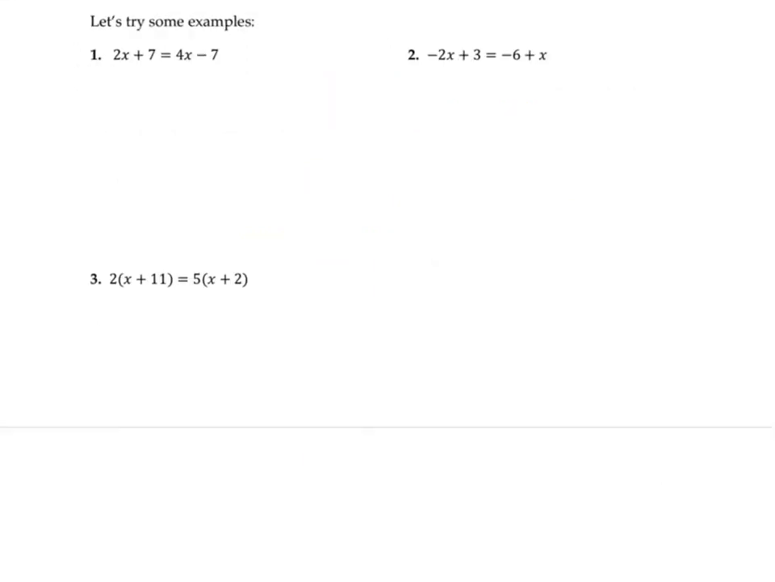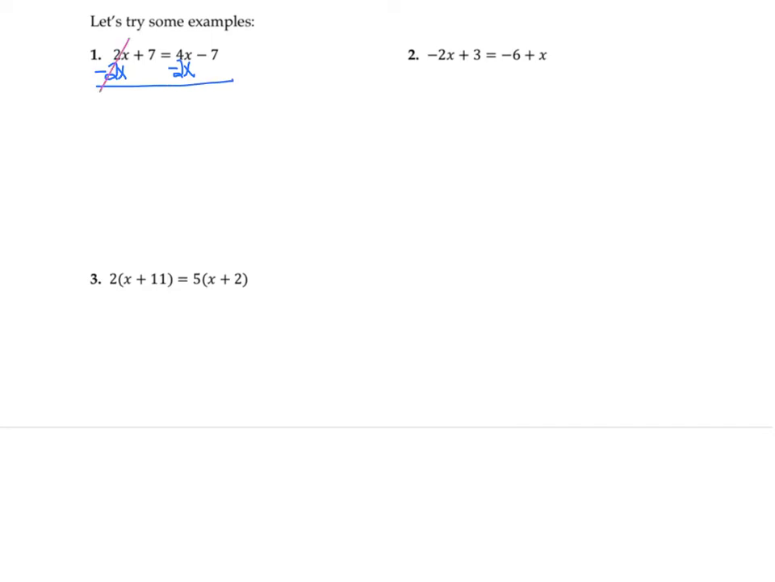Let's look at our first example. It says 2x plus 7 equals 4x minus 7. Our first step when dealing with variables on each side is to get rid of the smaller variable. Let's identify our variables. We have 2x and we have 4x. Your smaller variable is 2x, and you want to undo it. It's a positive 2x, so we're going to subtract 2x from each side, because they are like terms.